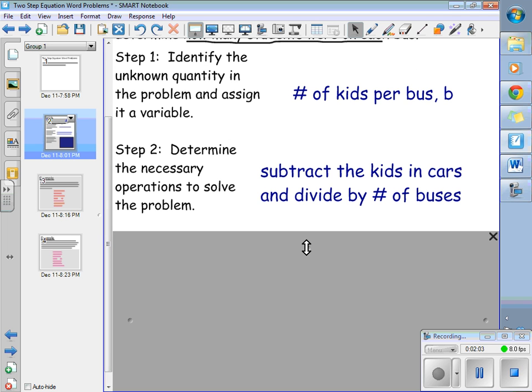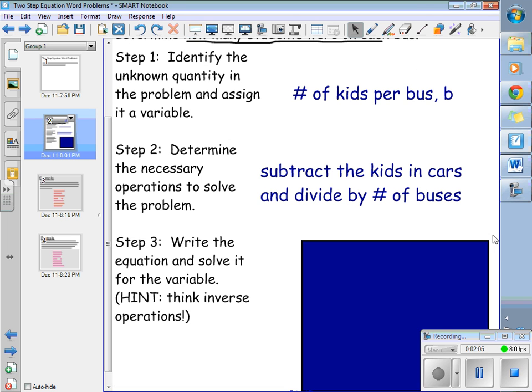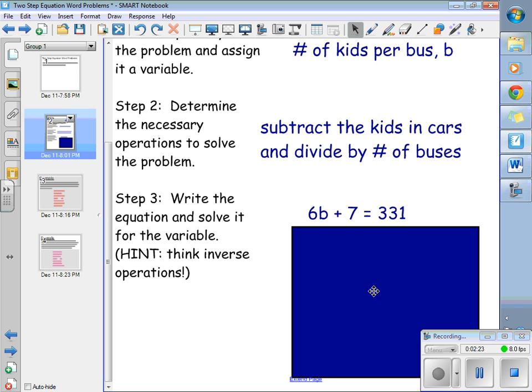So then we get to our final step where we write the equation and solve it for the variable. Now here's the hint. Think about your inverse operations when you're writing your equation. So the first step here, to get our equation, we're going to do 6B, or 6 buses, plus the 7 students in the car, are equal to 331 kids.